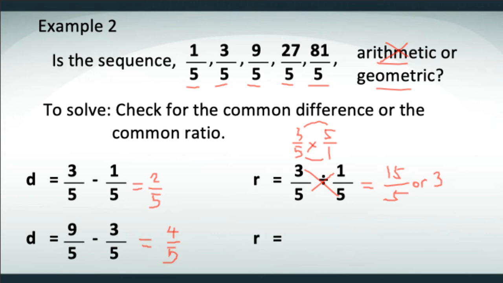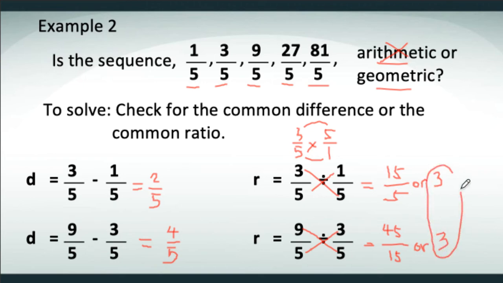Let's do the other one to see if we get the same answer. 9/5 divided by 3/5. Now let's just cross multiply the values. 9 times 5, which is 45, and 5 times 3 is 15. To simplify your answer, we just need to divide 45 by 15. That is 3. And by looking at both answers, we conclude that this sequence is a geometric sequence.